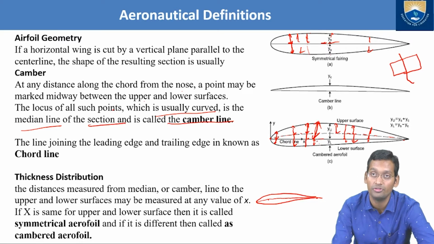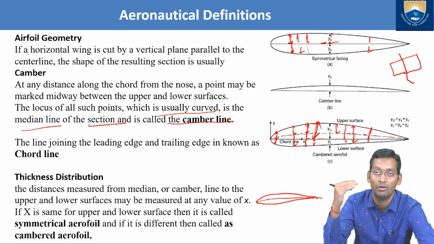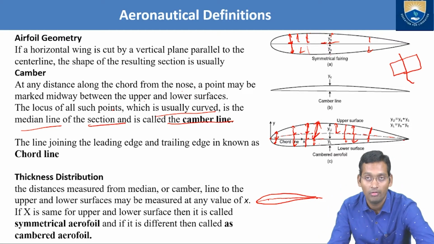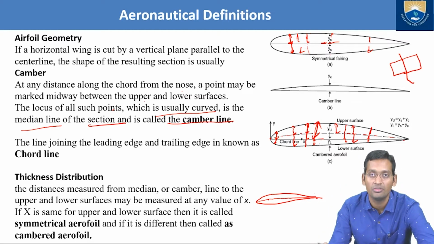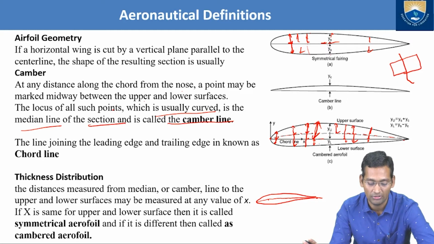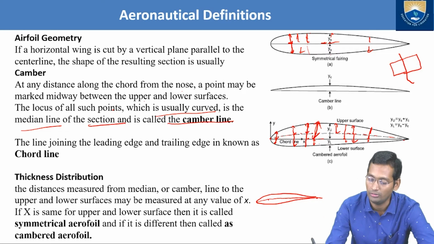If thickness distribution is uniform throughout above and below the chord line or cambered line, then we can say it's a symmetrical aerofoil. If it's not, then we can say it's a cambered aerofoil.